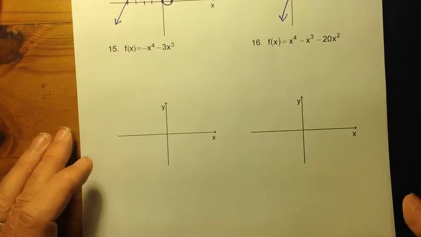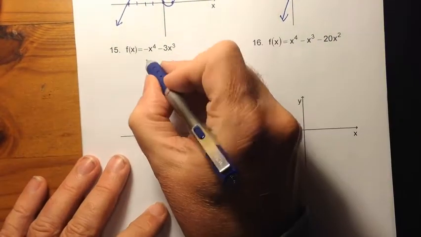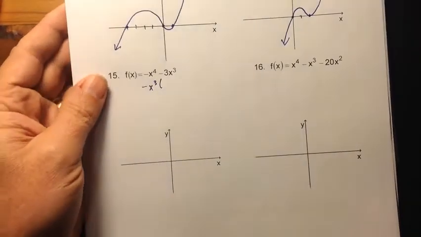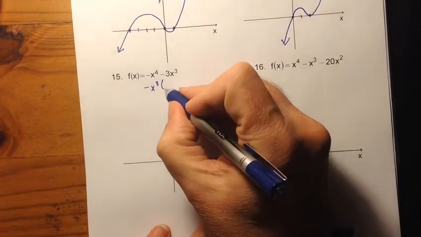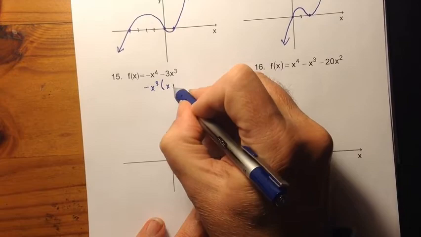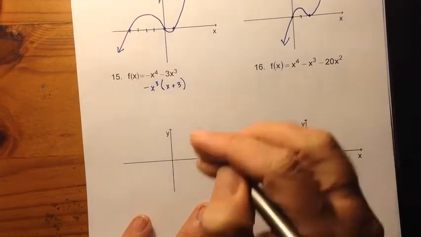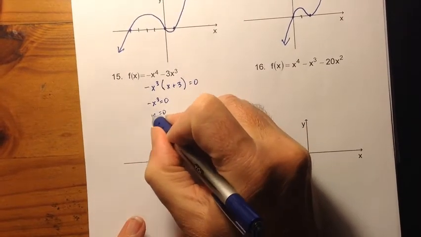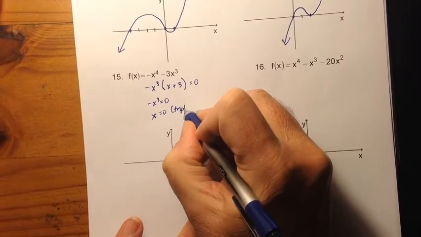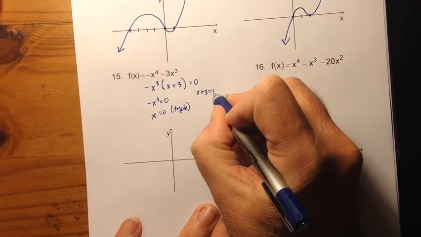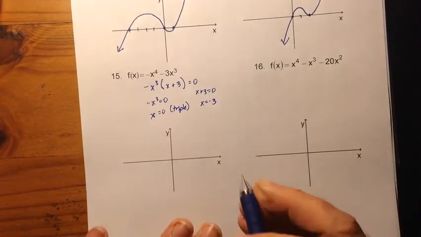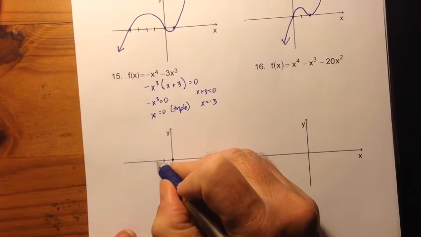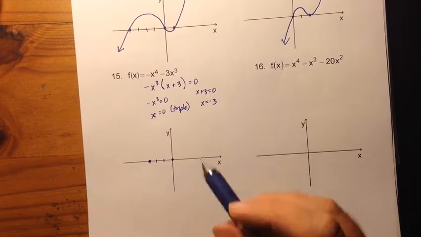Number 15, negative x to the 4th minus 3x to the 3rd. I'm going to factor out a negative x cubed here. Sorry about that. Negative x cubed. And that's going to leave me x plus 3. All right, if I put this equal to 0, negative x cubed equals 0, x equals 0, that's a triple root. X plus 3 equals 0, x equals negative 3. So at 0, I've got a triple root, and at negative 3, I've got a single root.